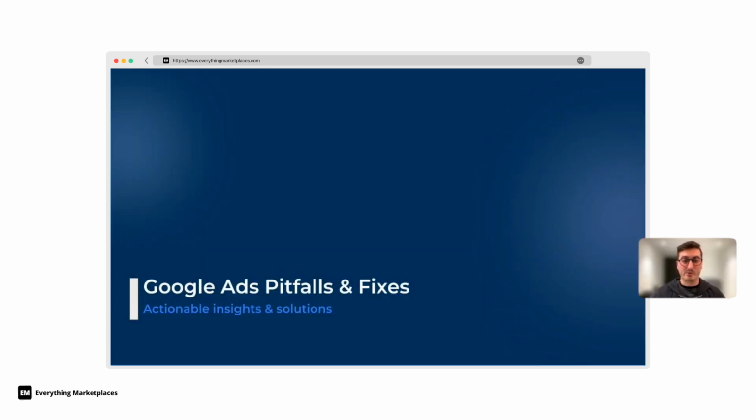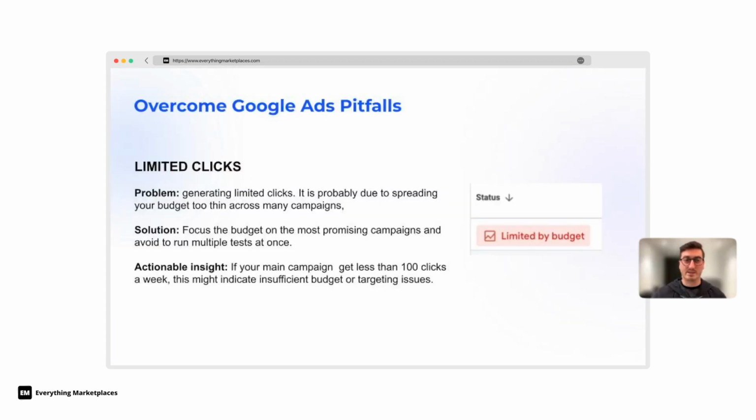And then a couple of common pitfalls and how to fix them when you're starting with your ads. The most common thing I see when I audit marketplace accounts on Google Ads is problems regarding clicks and budgets. For example, a lot of you, if you're running Google Ads, can see your campaign is limited by budget, and Google says, hey, increase your budget. But the main thing here, apart from increasing your budget, is understanding how many clicks you are getting out of your budget.